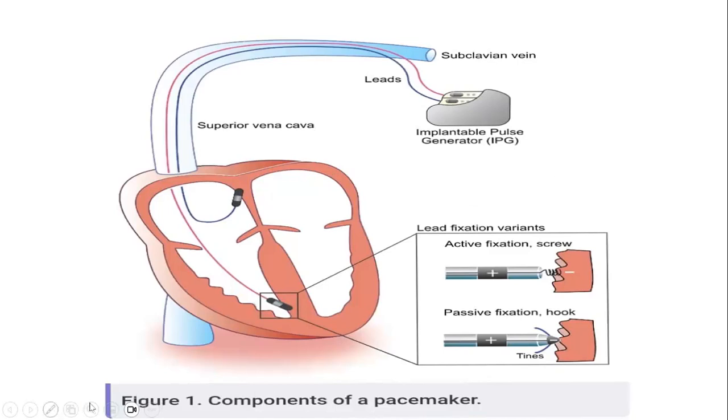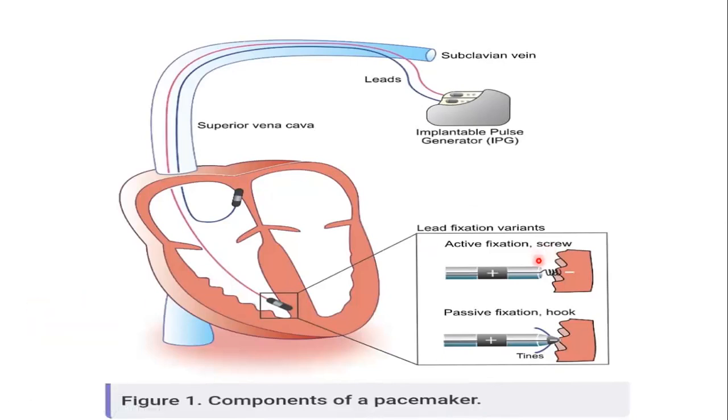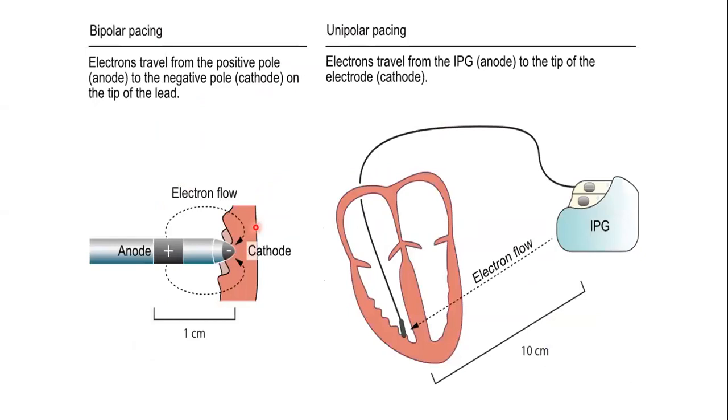I don't know if I can see a pointer. Good. So this is a screw or an active fixator. You use this to screw the lead into the myocardium, while this is a passive one. Beside it are the tines, which are just like those hooks I was mentioning. So this is the implantable pulse generator. And also in bipolar, the electrons will move from the anode to the cathode in this direction.